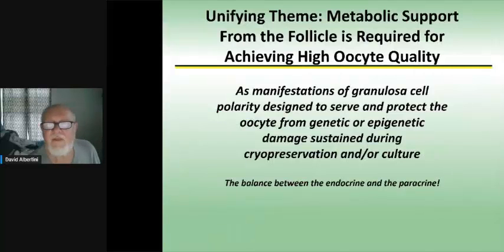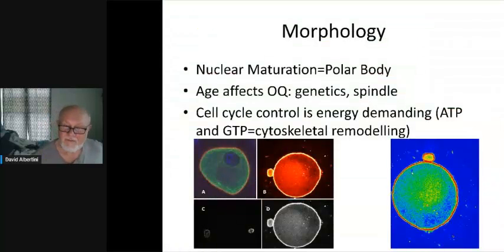So this unifying theme that we and others have built on is that achieving high levels of oocyte quality is really a reflection of the metabolic support received not only during the growth phase of oogenesis, but especially during the period of time at ovulation and after triggering.